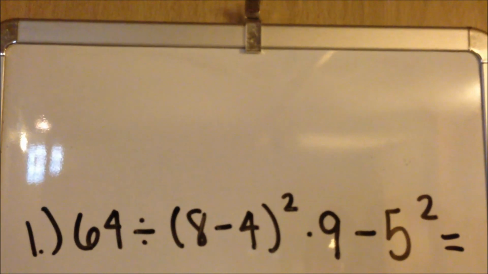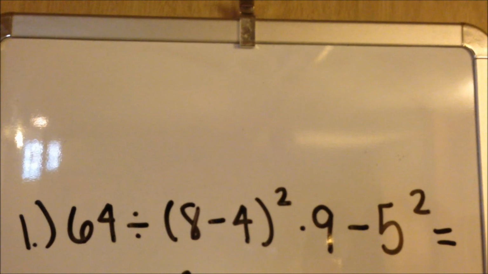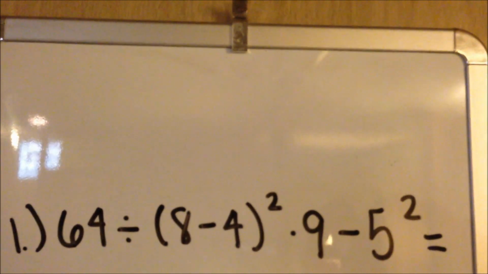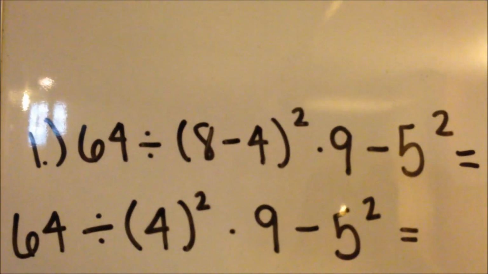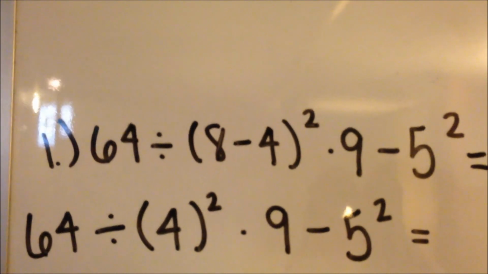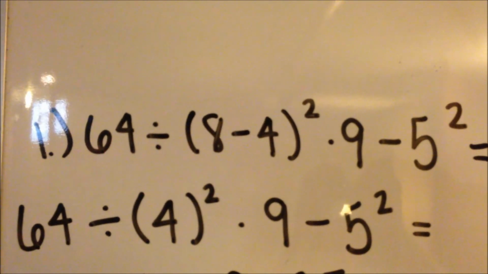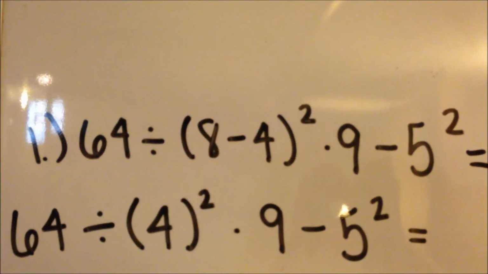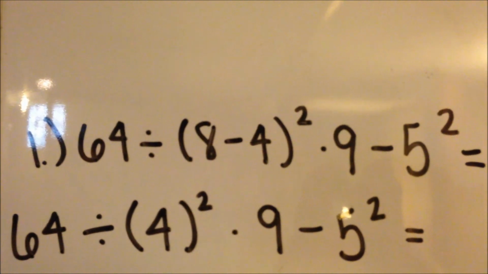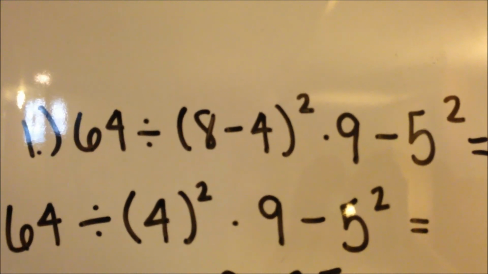Here's the step-by-step answer explanation for number 1. Do we have any parentheses? Yes, we do. 8 minus 4. So the very first thing I did was simplify 8 minus 4. Everything else you'll notice is written the same exact way. 64 divided by 4 squared times 9 minus 5 squared.